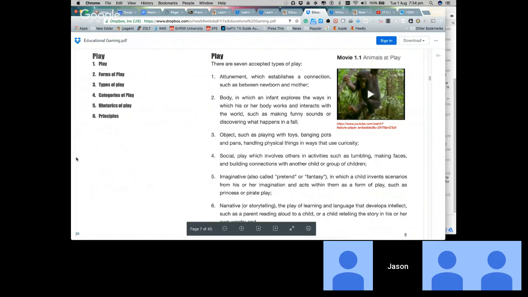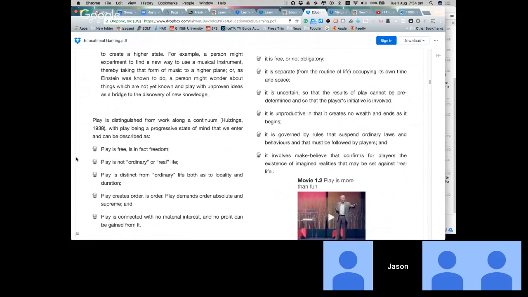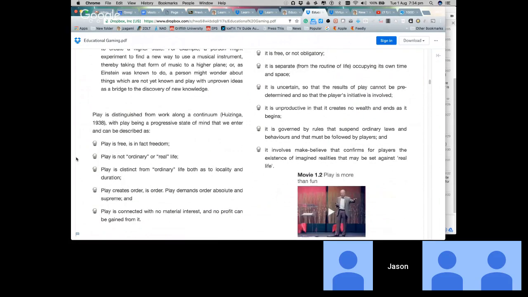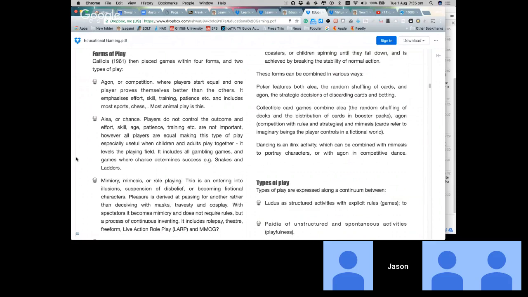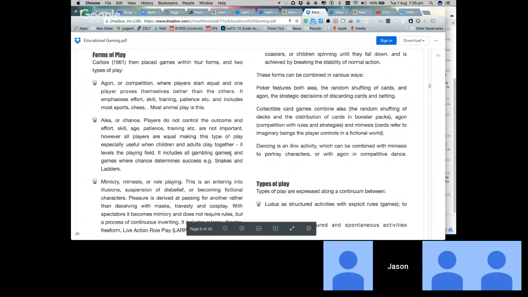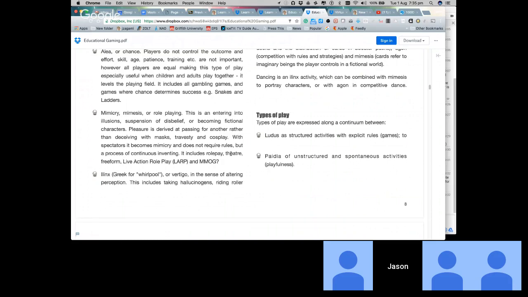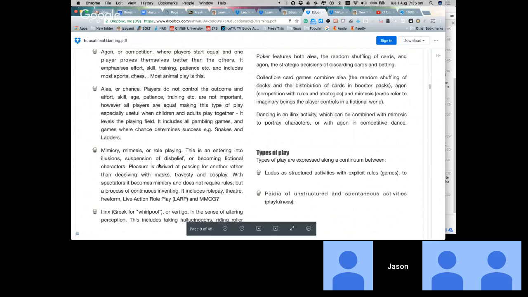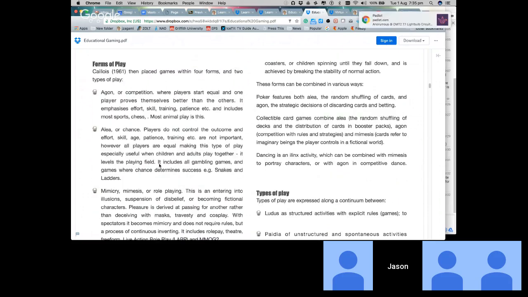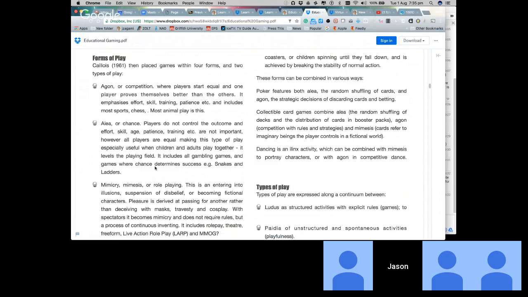So there's a fair bit of theory there about the idea of play and how we can actually incorporate play into learning, and the different forms of play, where it can be competitive or based on chance or based on role play and mimicry. The last one is what's called ilinx, where it's just out of control type play, where you might be spinning around or just running around crazily. But all different types of play that students can engage with.